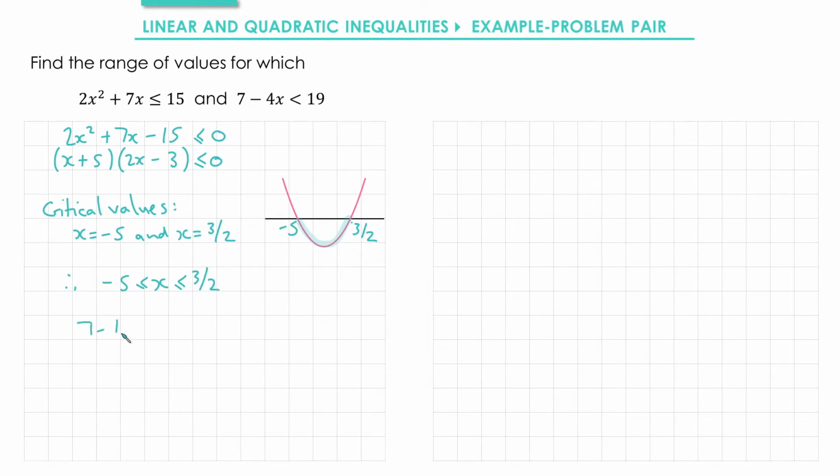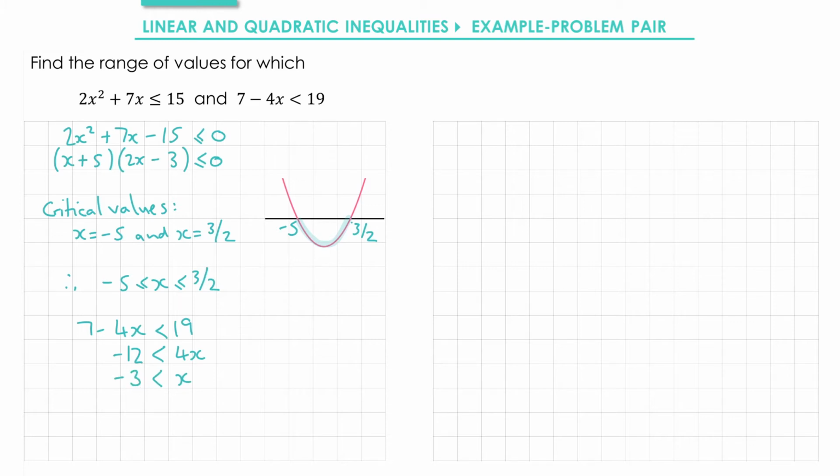7 minus 4x is less than 19. Let's add 4x to both sides and subtract 19 from both sides. That will give us 4x on the right hand side. 7 minus 19 is negative 12. Dividing through by 4 gives us x is bigger than negative 3.